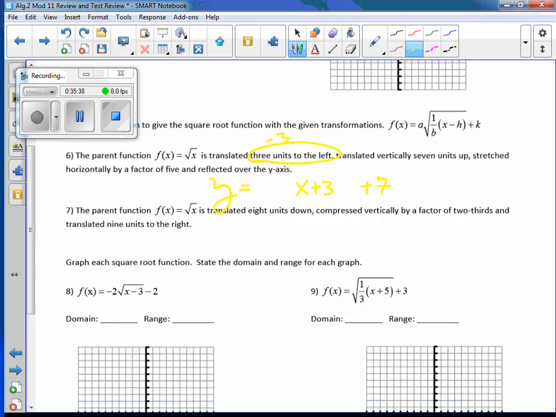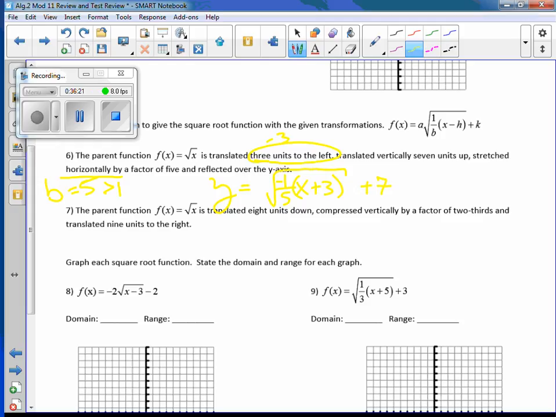And then it says it's stretched horizontally by a factor of 5. So if it says stretched horizontally, that means b is equal to 5. Because remember, if b or a are both bigger than 1, that's a stretch. So that means that inside of this function, we're going to have the square root, and we're going to have 1 over 5. Okay? And then finally it says reflected over the y-axis. So since it's reflected over the y-axis, the negative goes inside of that root. And there you go.